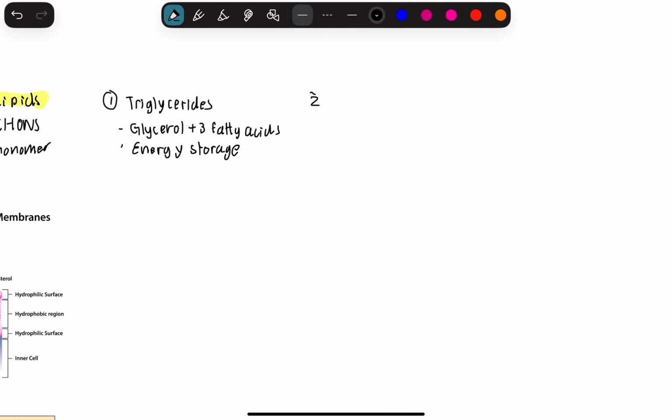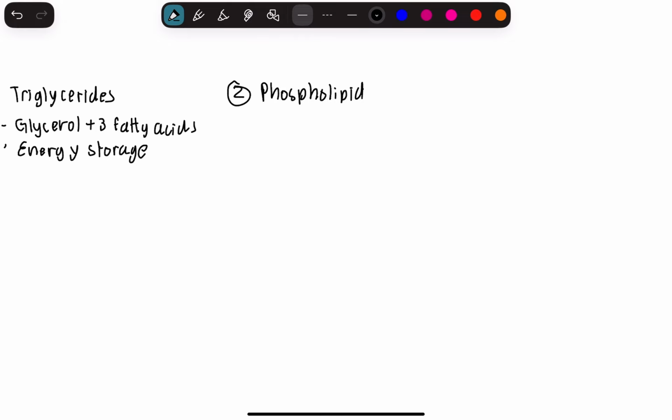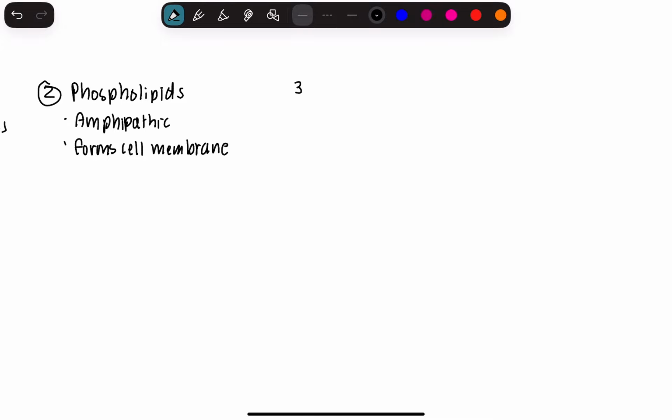Now, secondly, we have our phospholipids. These make up the phospholipid bilayer, your semi-permeable bilayer that is your cell membrane. A key feature of it is it's amphipathic, and it also forms the cell membrane.